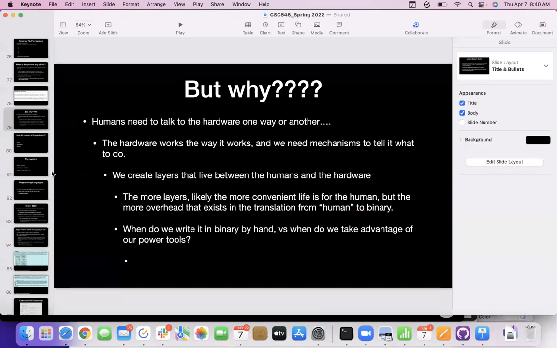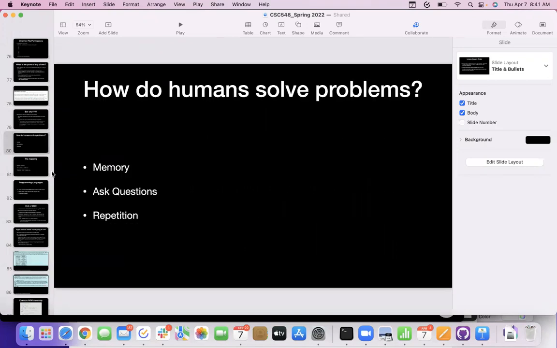This is kind of what I've been talking about, the why of all this stuff. We have resources, and we use those resources in interesting ways, even if it wasn't necessarily the way that resource was intended to be used.